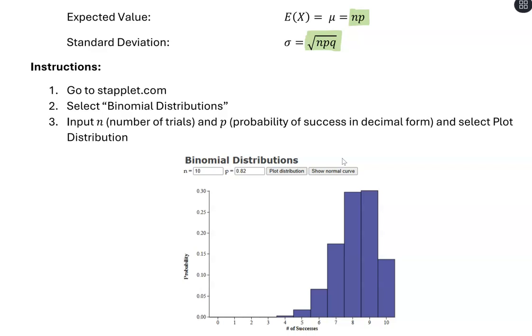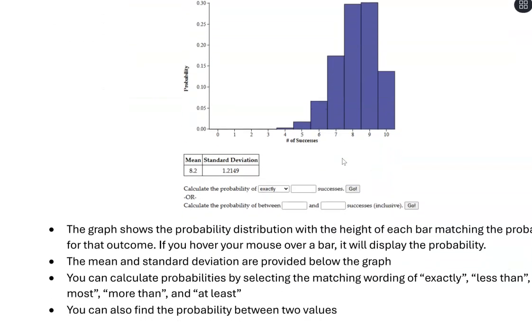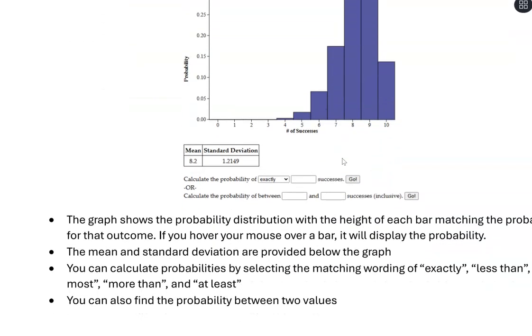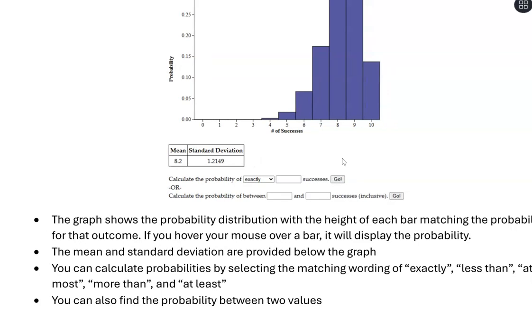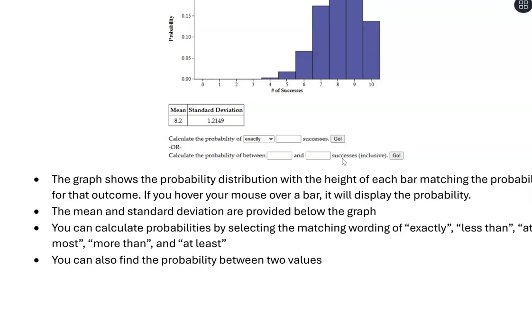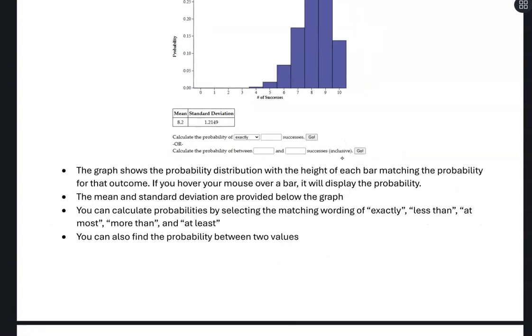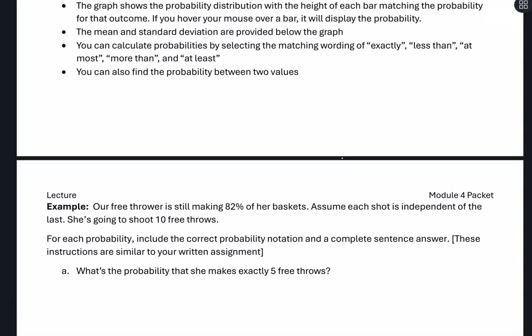So we go to binomial distribution, plug in n, plug in p, and then that will give us all our information there. The graph shows the heights, and we can get exact probabilities from that. We also get our mean and standard deviation, drop-down menu. And then we can also find probabilities between two values. Okay, with that, let's go to our example.